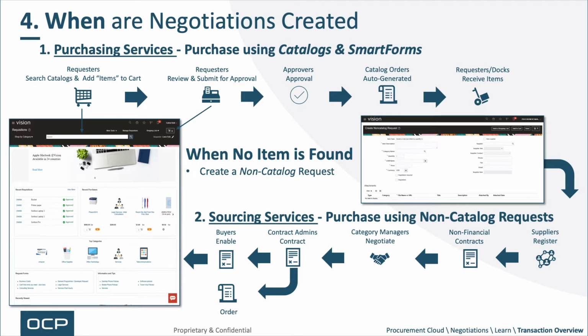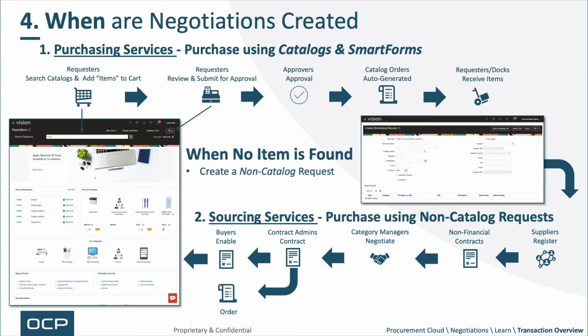Okay, so when are negotiations created? Same slide here. This is our single slide FPC, Fusion Procurement Cloud, business process flow. Everything in procurement services is either a purchasing service or a sourcing service. Purchasing self-service is requisition, order, receive. So you have to have content to do that, and you really wouldn't negotiate that. That's the whole point of what's on a catalog. It's been negotiated.